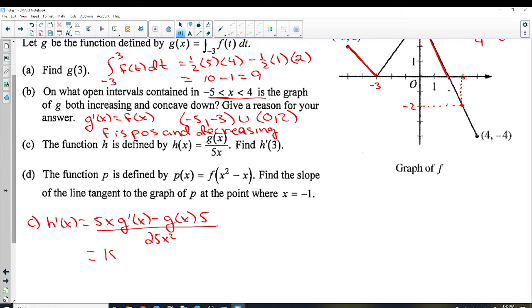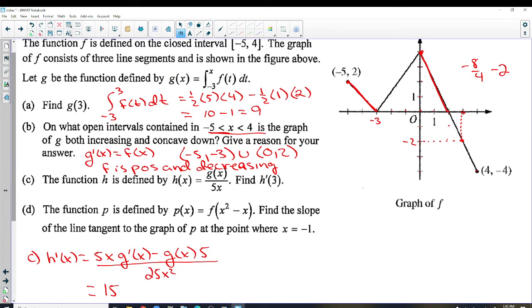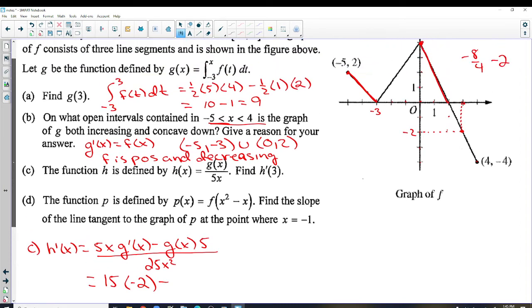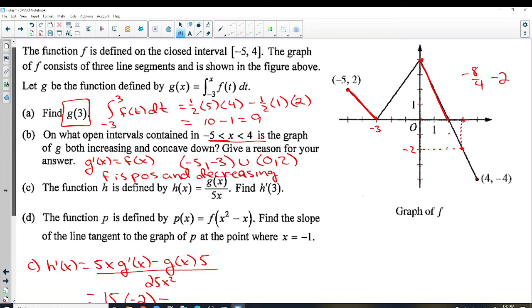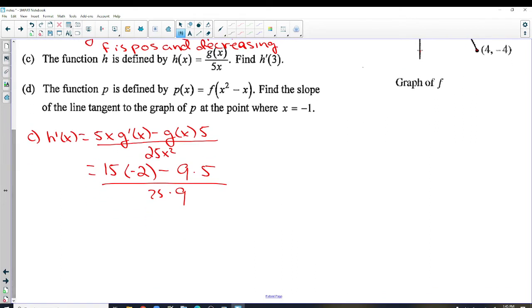So we have 15. G prime of 3 is the same as f of 3. And we decided that that was negative 2. We used the slope to decide that. So that's negative 2, yeah. G of 3, we found that. We did that in A. So we don't have to redo that. That's 9. Times 5 over 25 times 9. Well, now it's all a little bit of arithmetic.